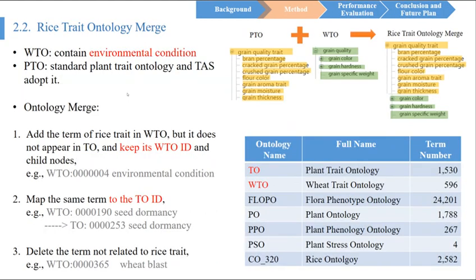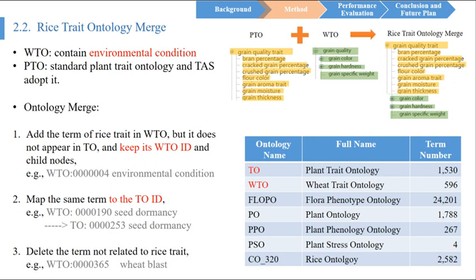Second, the ontology merge. In order to get a more comprehensive rice trait ontology, we found several ontologies that may contain available rice trait term, as the table shows. We now just merge PTO and WTO because PTO is a standard plant trait ontology, and WTO contains environment conditions and some possible rice traits. Later we may merge more ontologies.